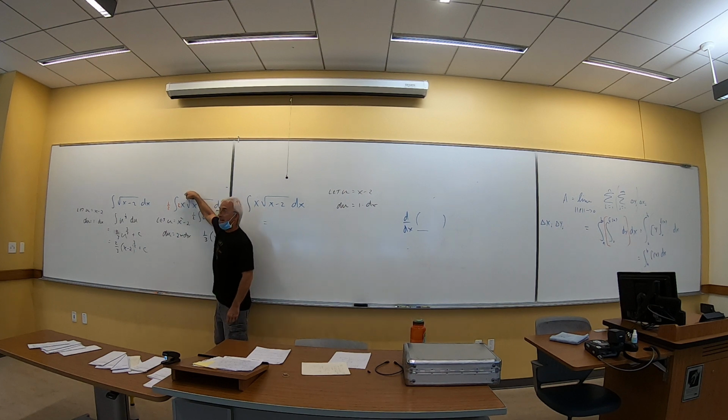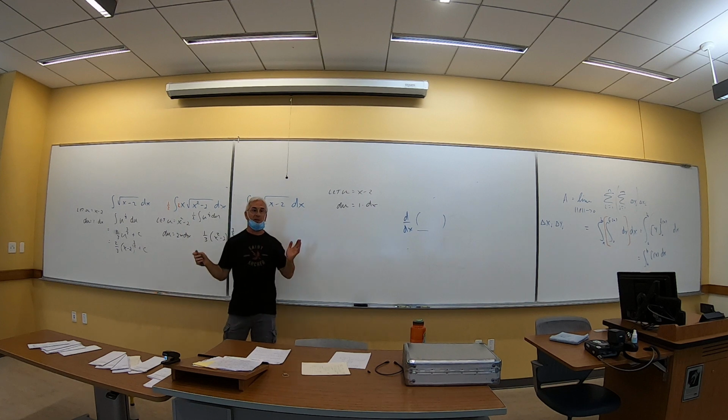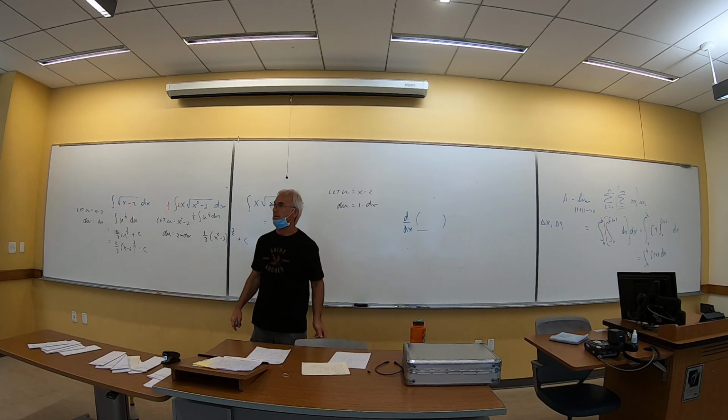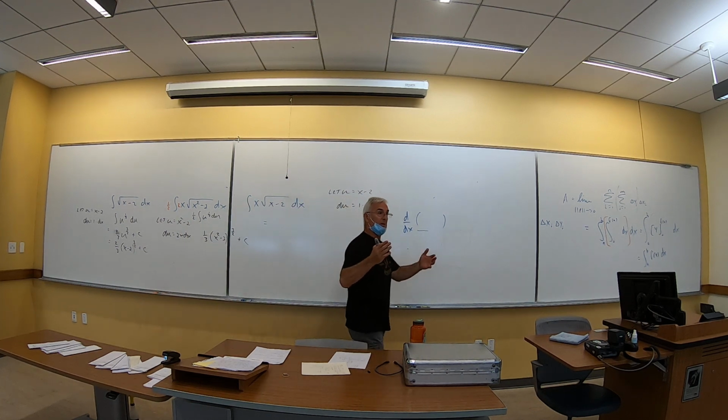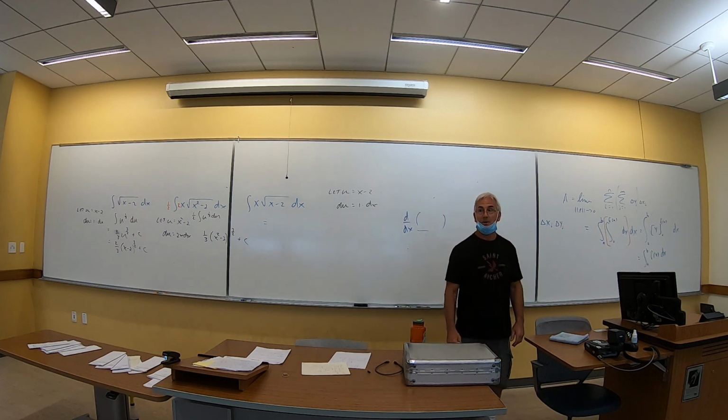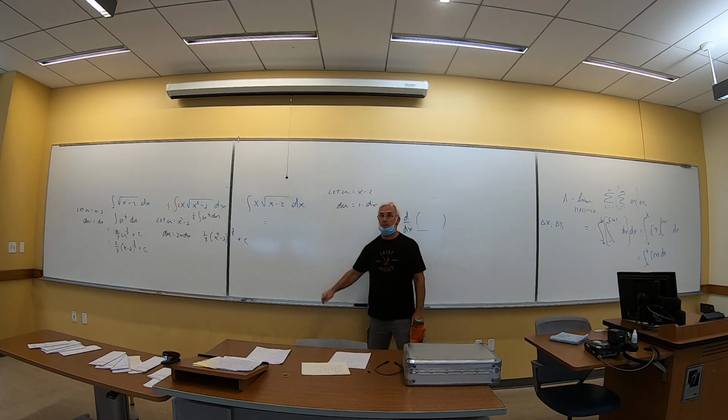What if that was x to any other exponent? Could I do a U sub for this? No, I'd have to try something else, maybe an integration by parts or something more complicated. U sub only works if the chain rule factor is part of the integrand. I have an extra variable there.